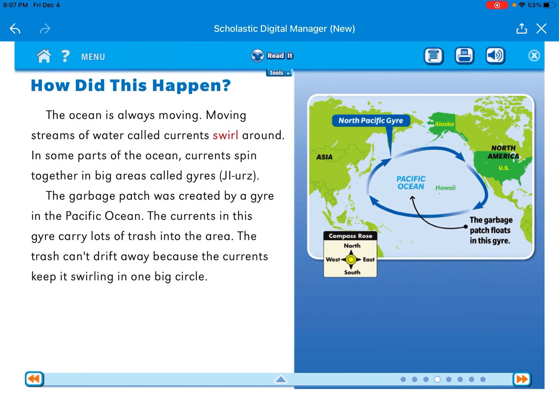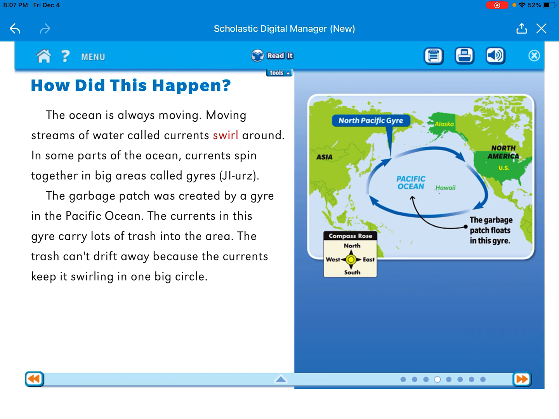Up next here, I have a new kind of text feature. This is called a map. You guys are familiar with these. We see these a lot. So maps also help us understand where things are happening in the world. So that's why they drew this map. They wanted us to know where the Pacific Ocean was and where this Pacific trash pile is.